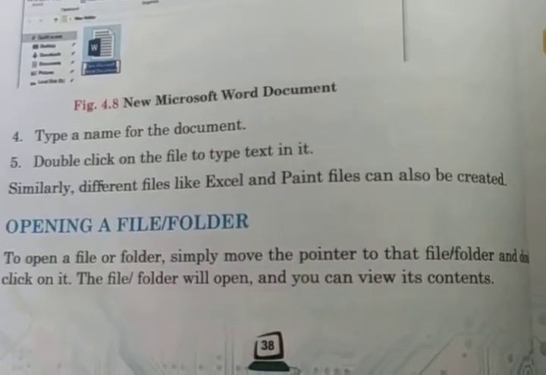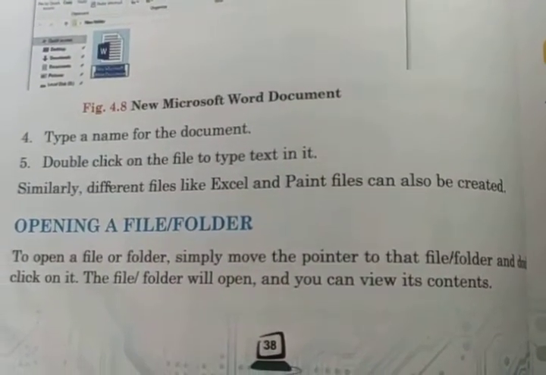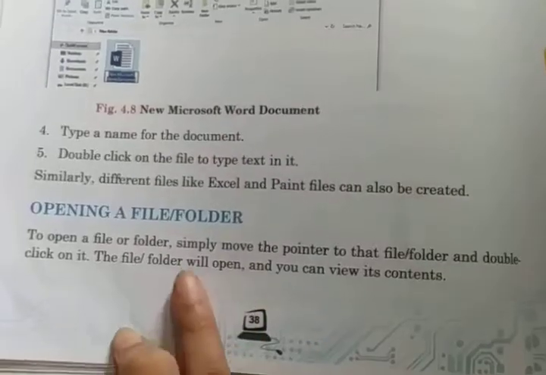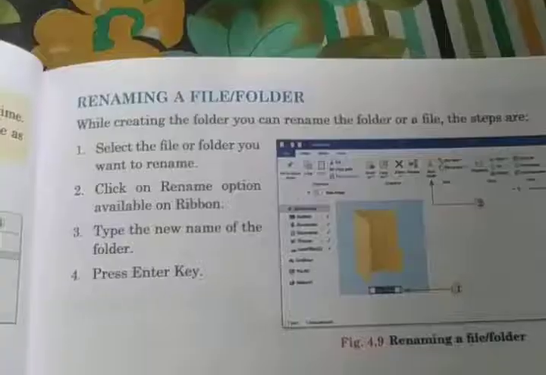Opening a file or a folder. To open a file or a folder, simply you have to move the pointer to that file or folder, and then you have to just double click on it. The file or folder will open and you can view the contents. Okay, just double click on the folder and it will get open.